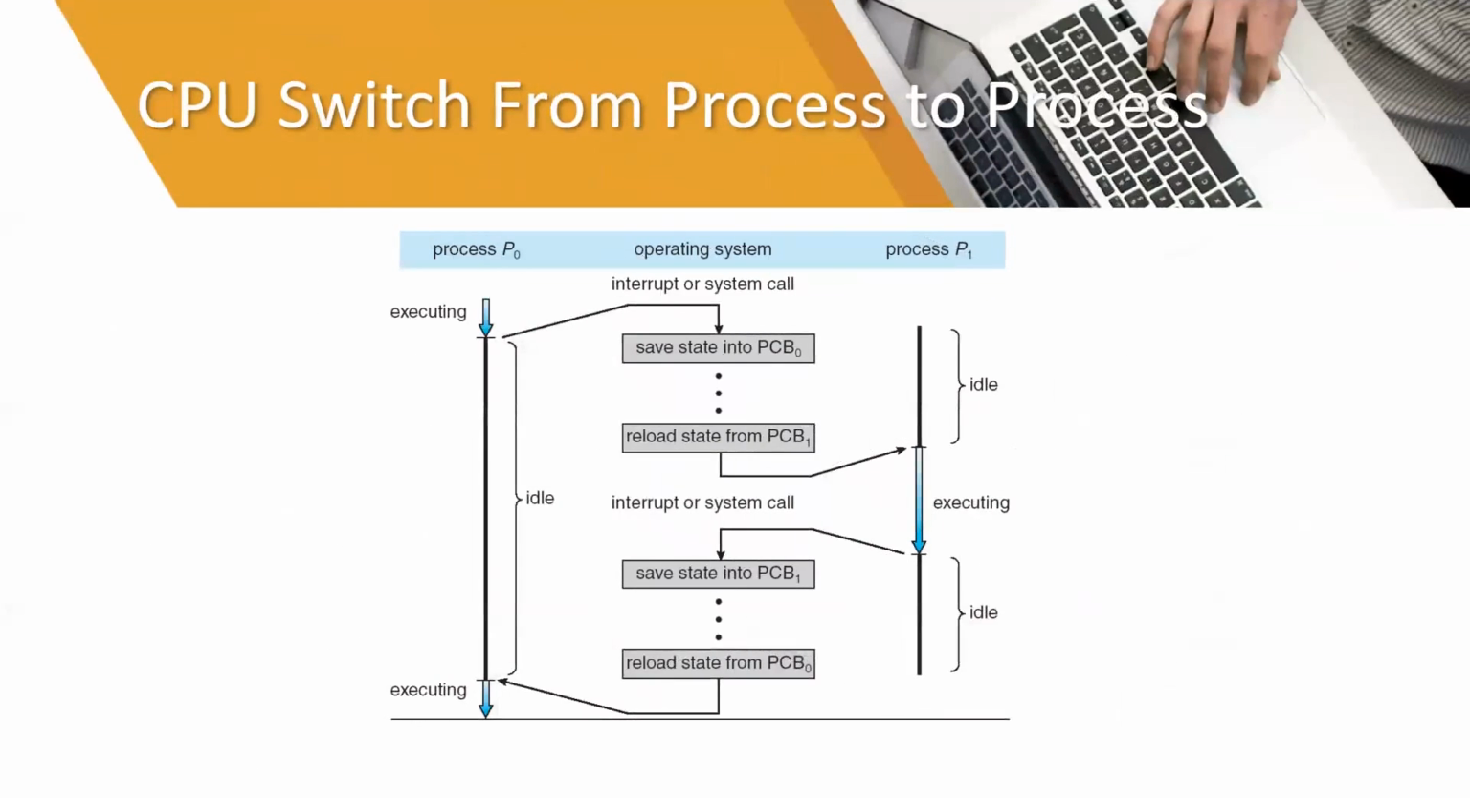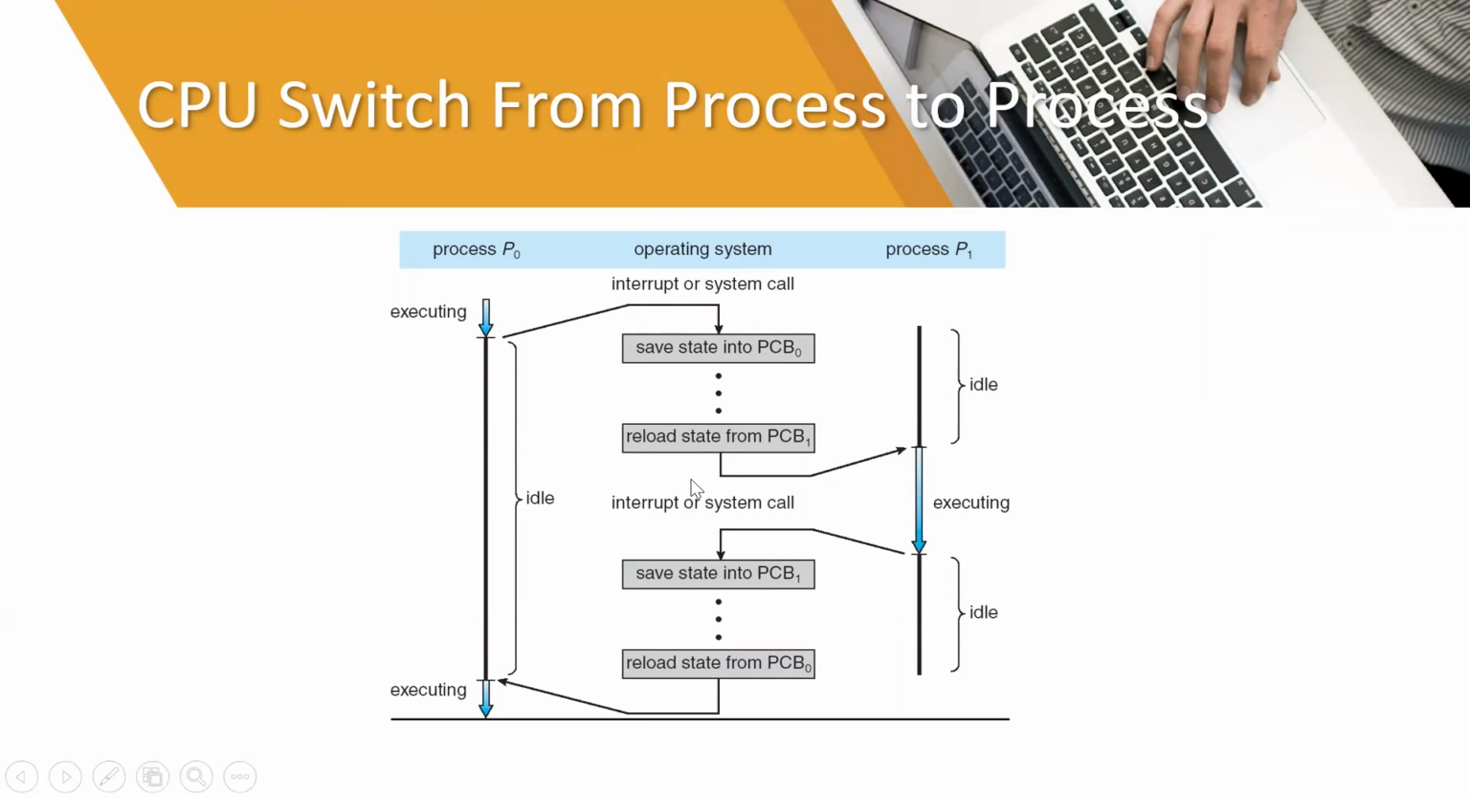And next we will discuss how the CPU switches from process to process. There are some steps involved. We will discuss the steps involved in context switching. This is nothing but context switching. The process of context switching involves a number of steps.